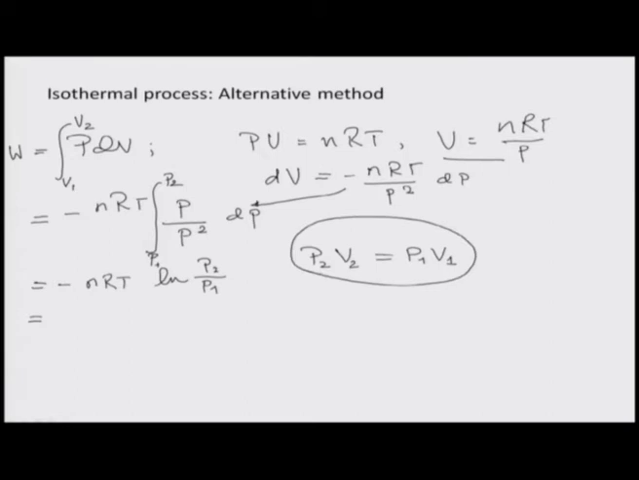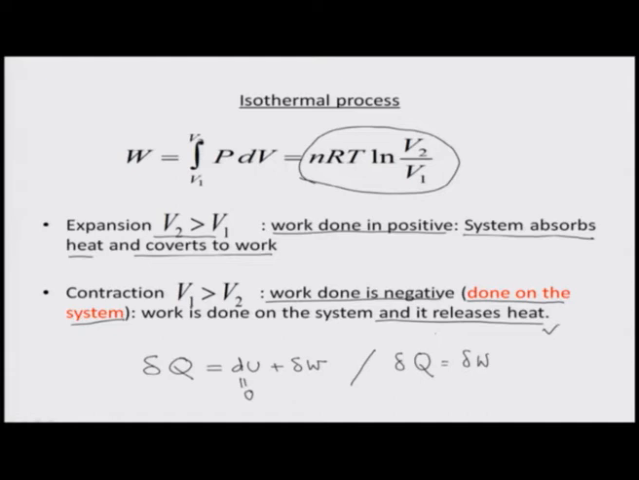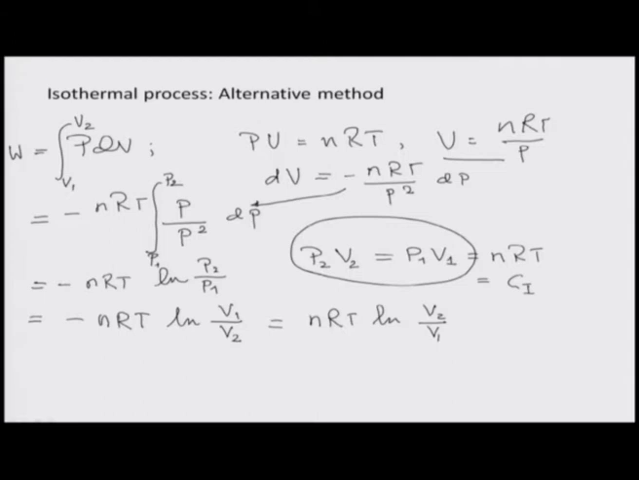P2 by P1 is actually V1 by V2, so nRT log V1 by V2. This nRT is always equal to the constant C that I mentioned. So you just take care of this minus sign, and you get nRT log V2 by V1. If you compare with the previous slide, this is precisely the result we obtained. So this result can be obtained in an alternative way. I did it only to give you a different mathematical procedure. So this is all about isothermal processes.